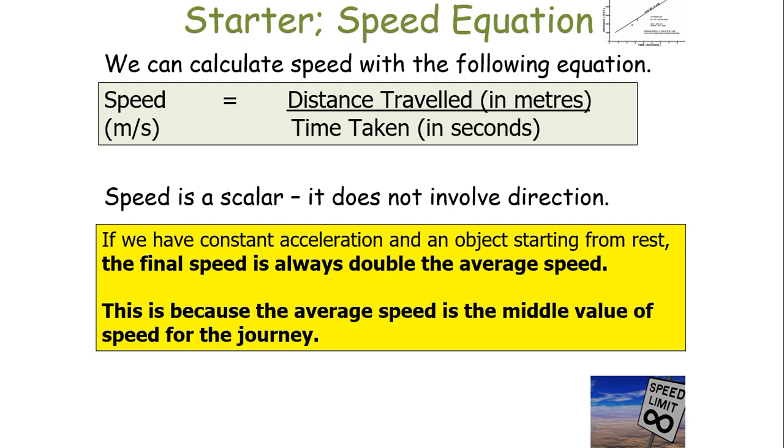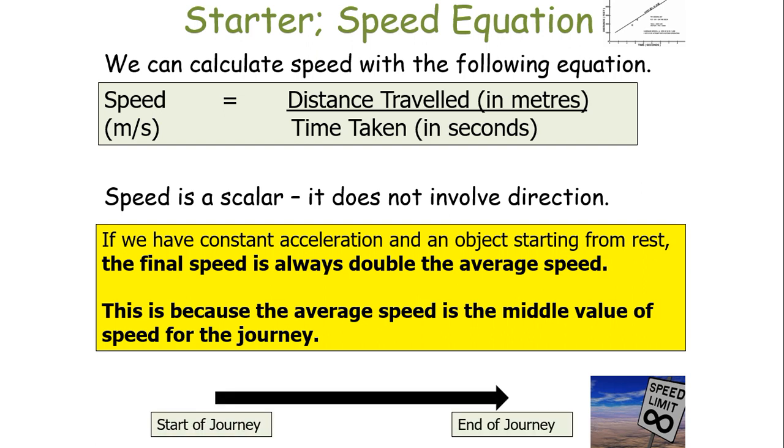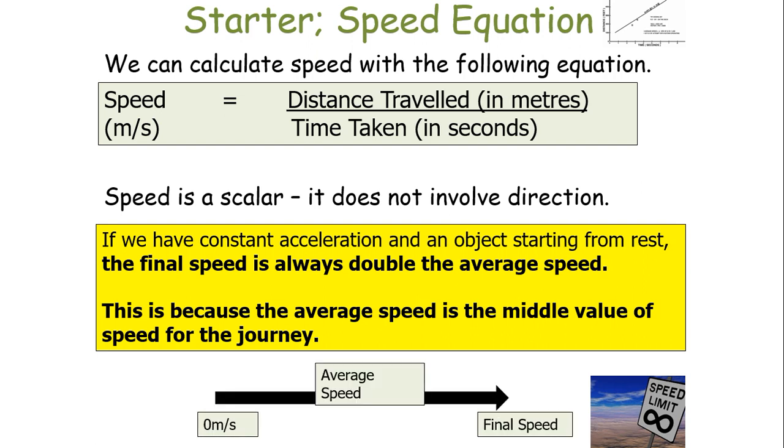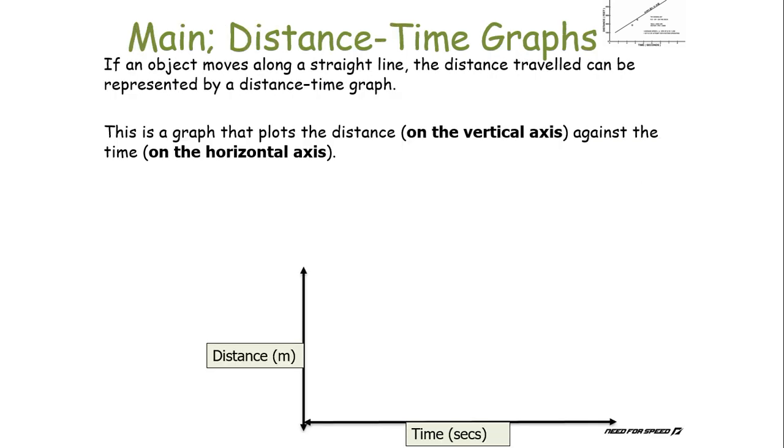That's because the average speed is the middle value of speed for the journey. Because if we had the start of the journey at 0 meters per second and the final speed at the end of the journey, the average value sits dead in the middle. So to find the final speed, you multiply your average speed by 2.